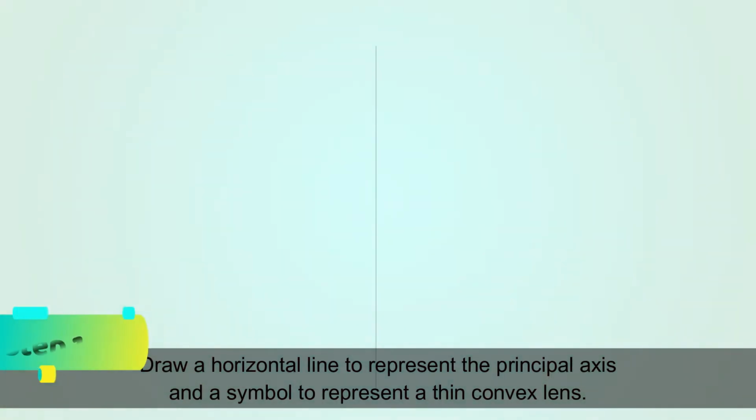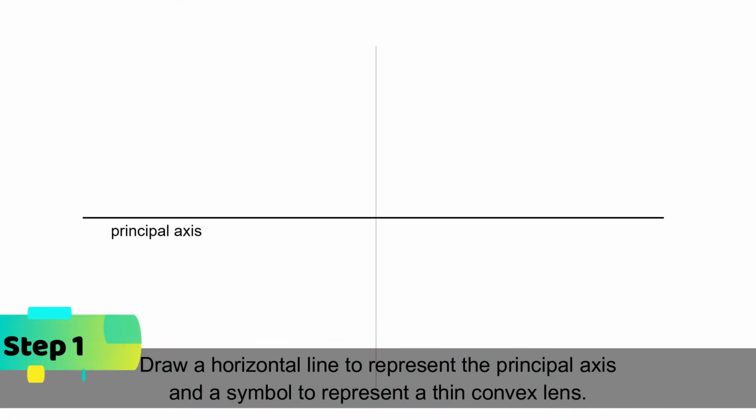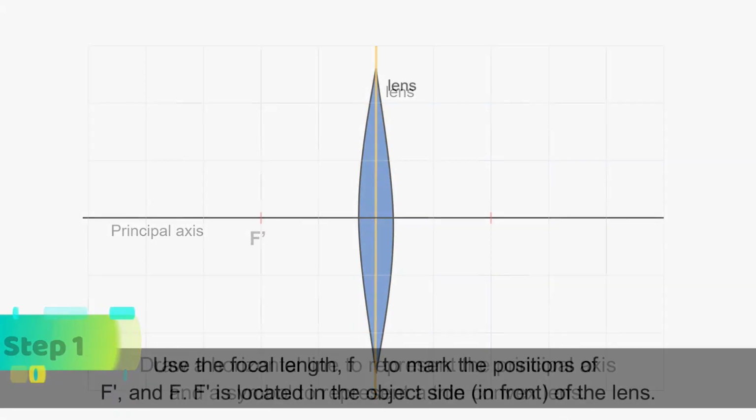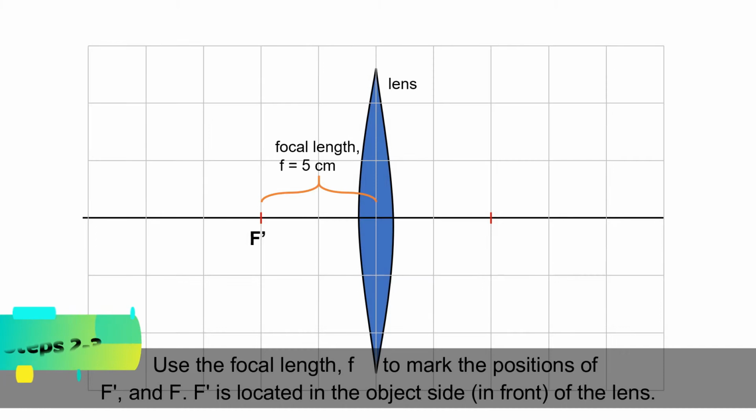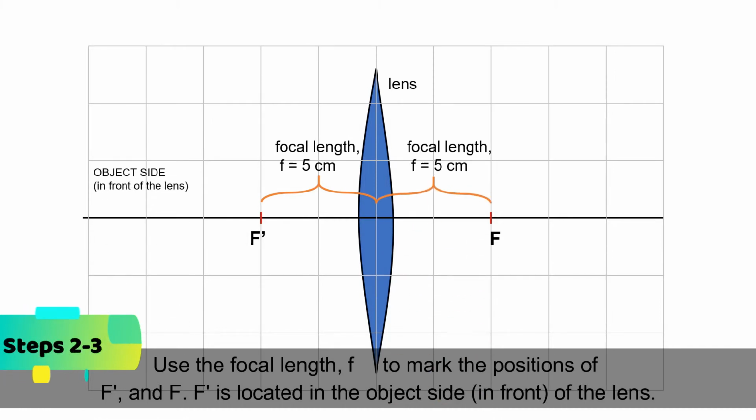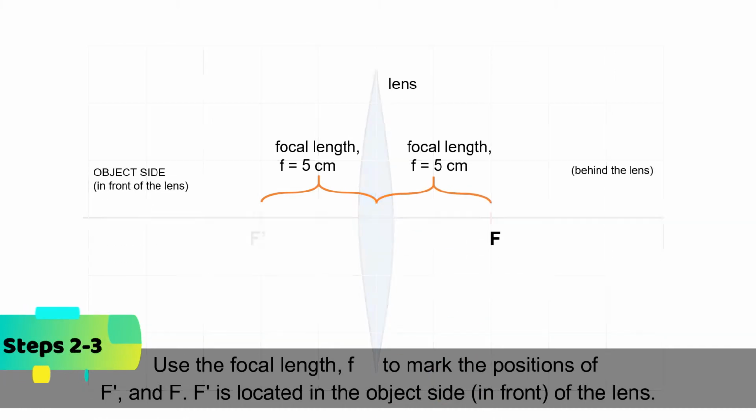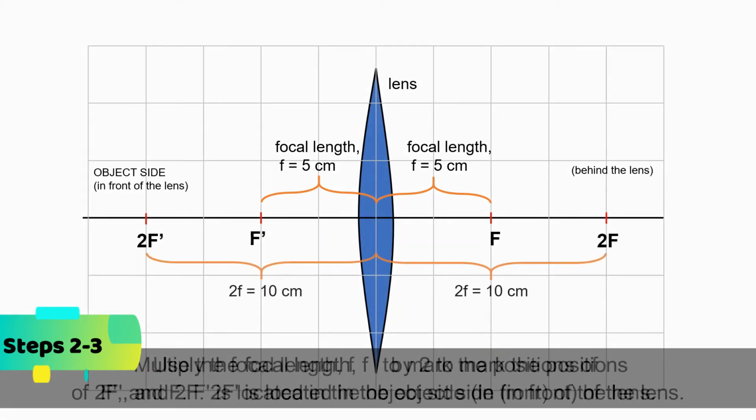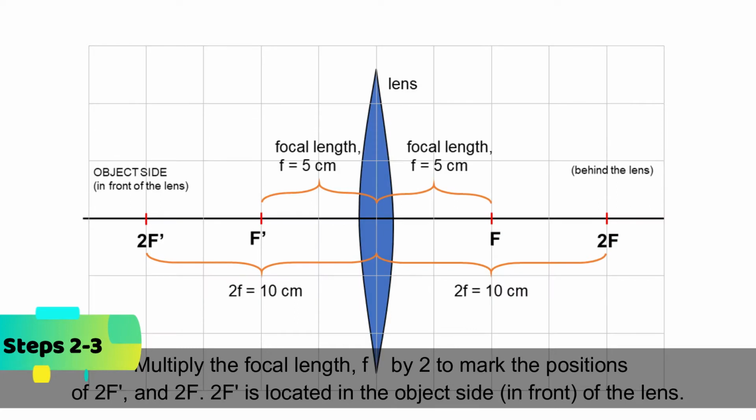First, we draw a horizontal line to represent the principal axis and a symbol to represent a thin convex lens. Then we mark the position of focus prime or f' on the side of the lens where the object is located, and that of focus or f on the other side. We also mark points called 2f' and 2f.